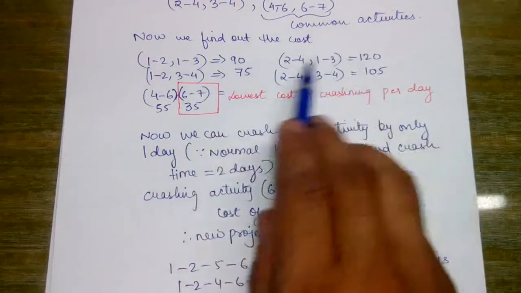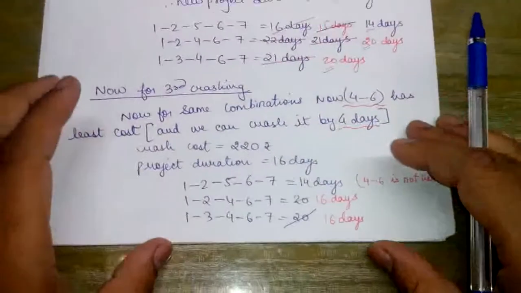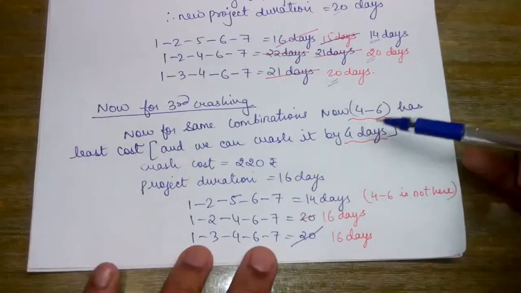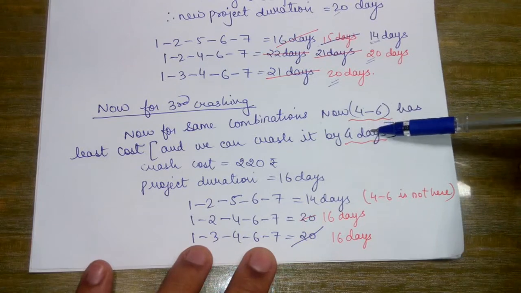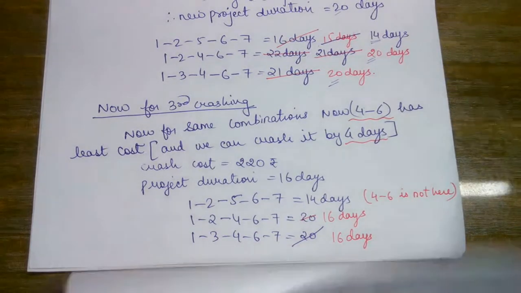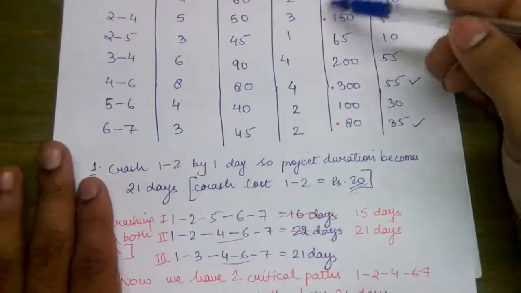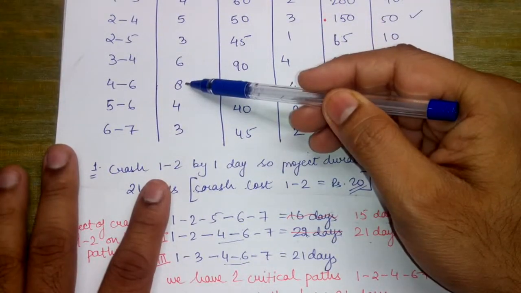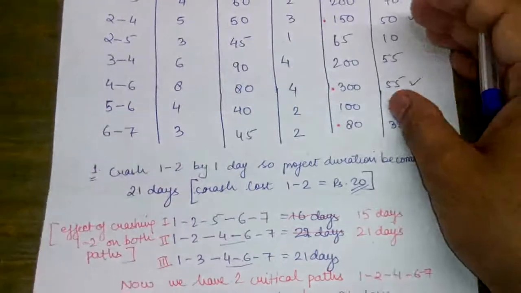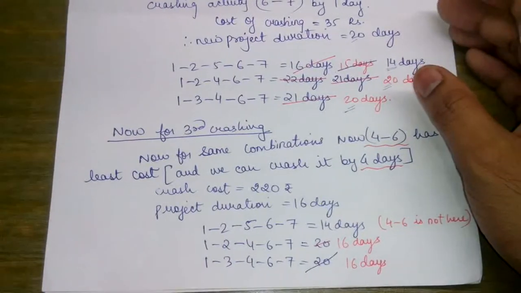Rest all the costs are greater than 55. Now we see that we can crash activity 4 to 6 by 4 days. Why 4 days? If we look at the table, crashing time has been given as 4 days and the normal time has been given as 8 days. So the difference is 4, and therefore we can crash it by 4 days.